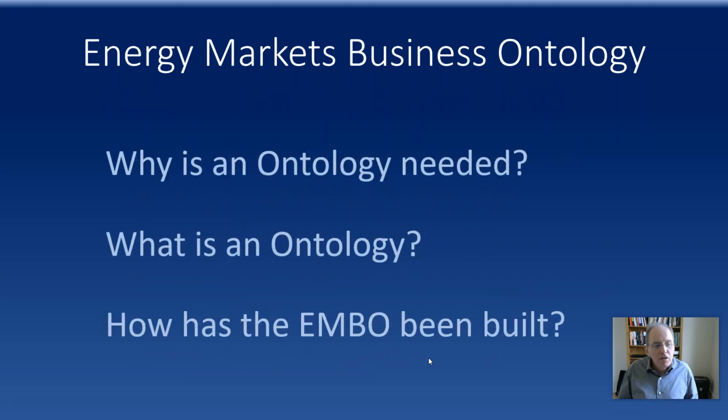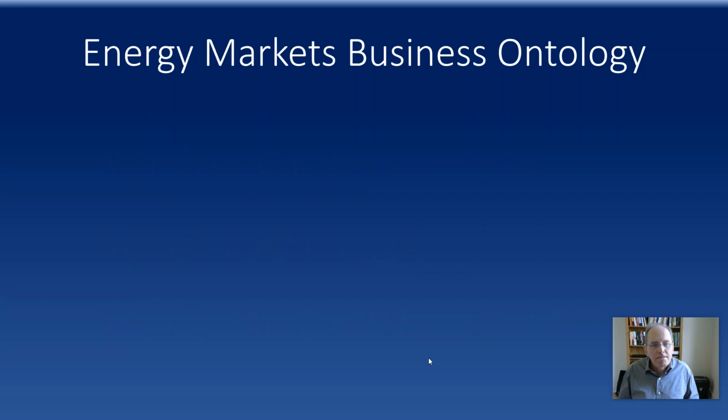So we've answered those three questions. Why is an ontology needed? What is an ontology? How has the energy markets business ontology been built? In the next video, we'll be looking in more detail at the content of the ontology. So how it's been structured, what are the things within the ontology, what are the relations within the ontology, what they mean and what their significance is, and some of the decisions that were made in the process of building that ontology. Thank you.